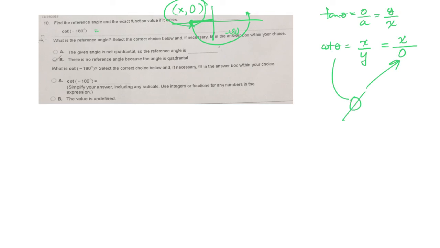But the tangent of that angle, the y value is 0, and the x, I don't know what it is. But 0 divided by anything is still going to be 0. So the tangent of that angle is going to be equal to 0, but the cotan is undefined. All right, hopefully that helps you with those three. Good job on the others.